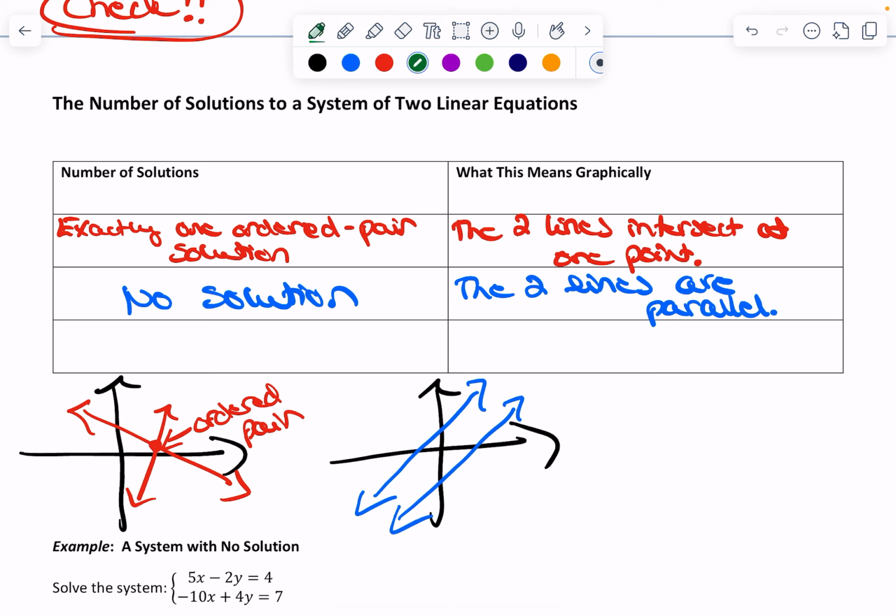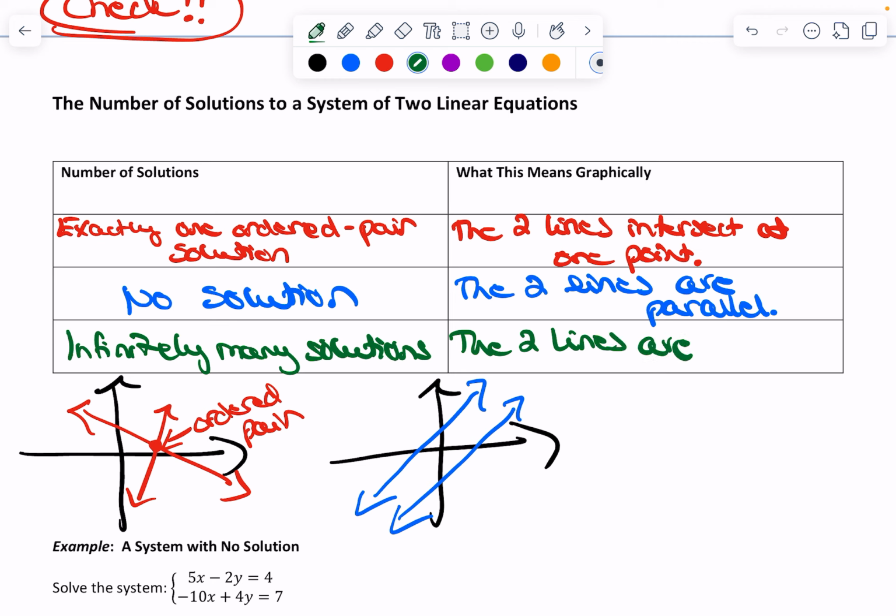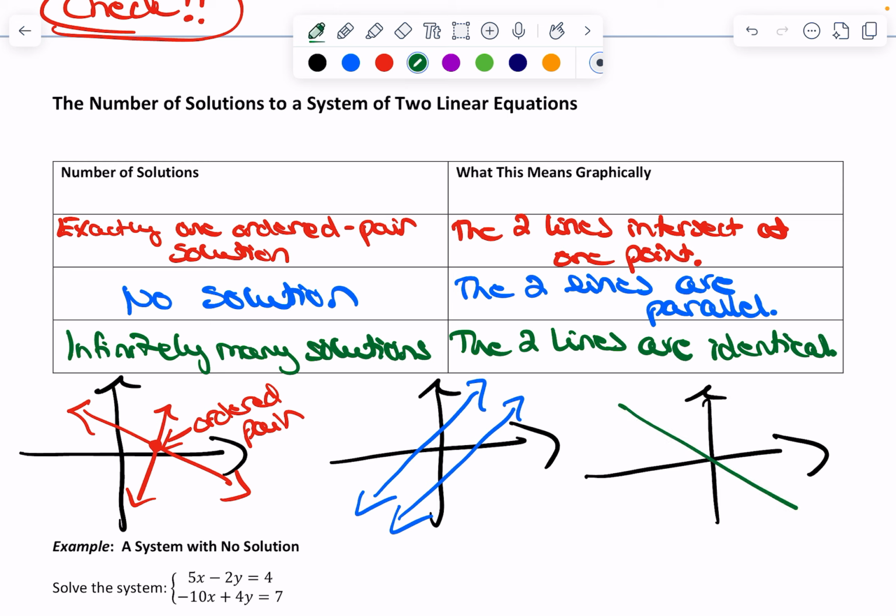The third option is infinitely many solutions. And that means that the two lines are identical. So when we graph the two lines, it looks like this. They're on top of each other. They're exactly the same.